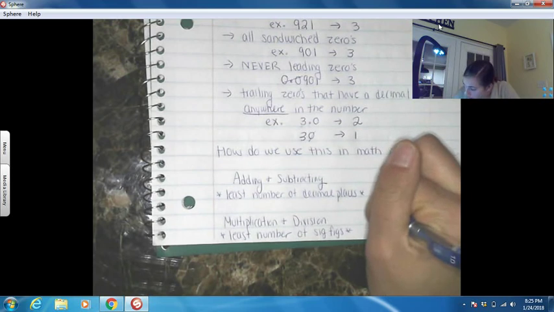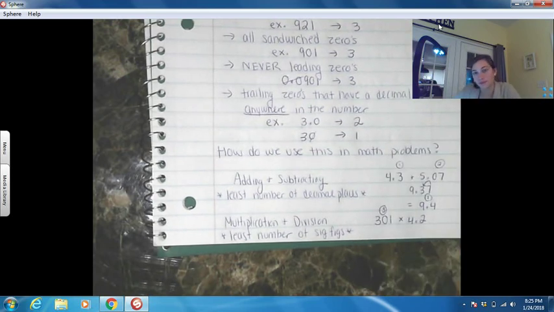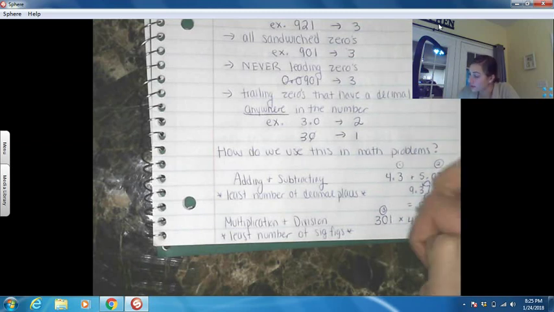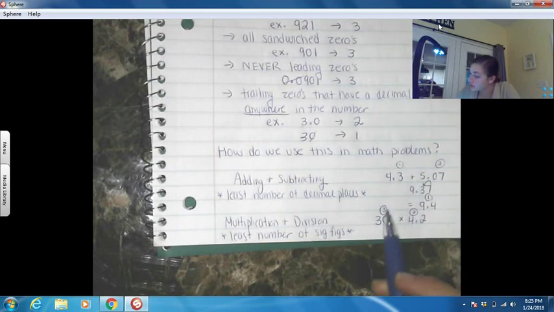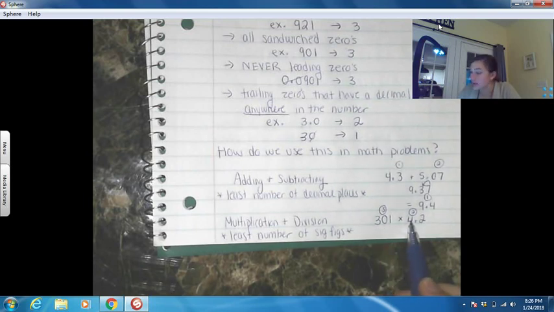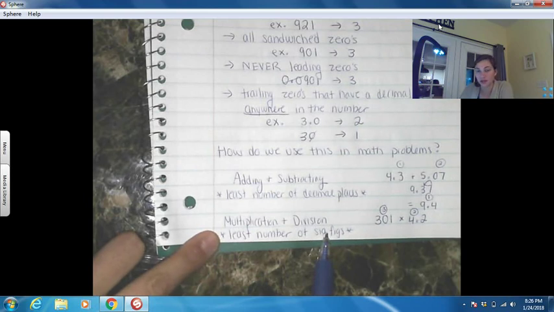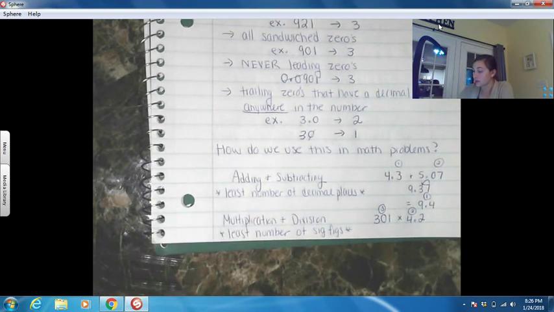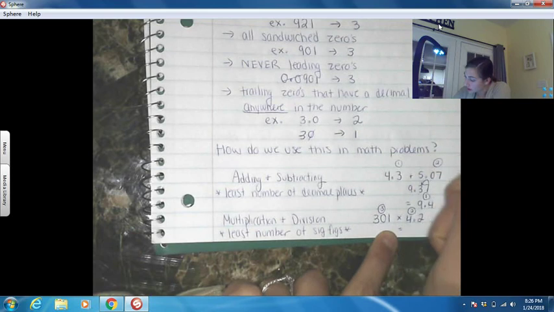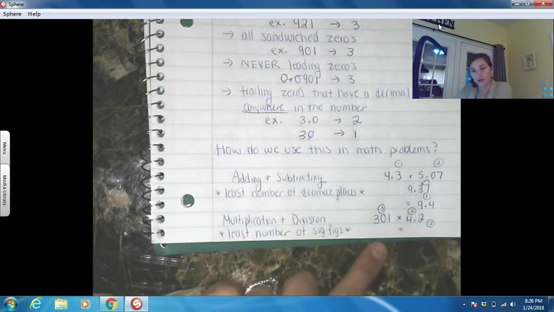So what we want to do is say, okay, this first number has non-zero numbers and a sandwiched 0. So all 3 of these are significant. Here, I just have non-zero numbers, so I know both of those are significant. So here we have 3 sig figs, here we have 2 sig figs, and we have to go by the least number of sig figs from the numbers given to us in the problem. So our answer has to be 2 significant figures.